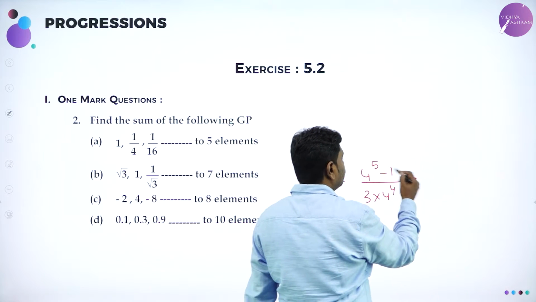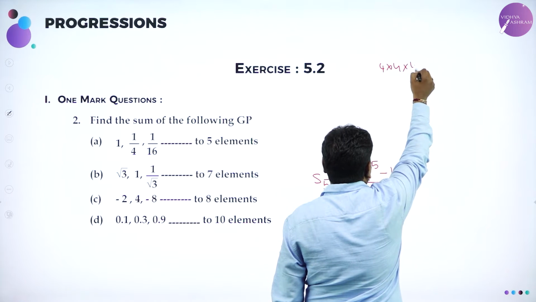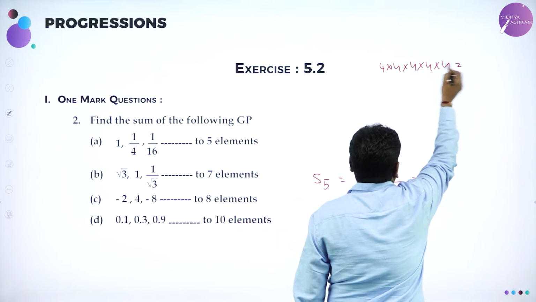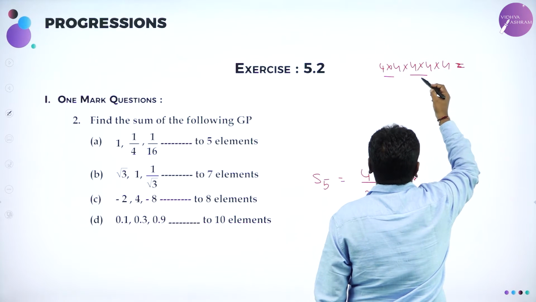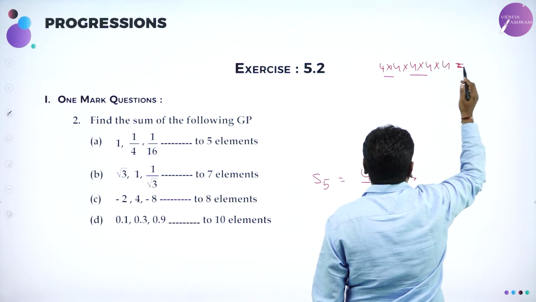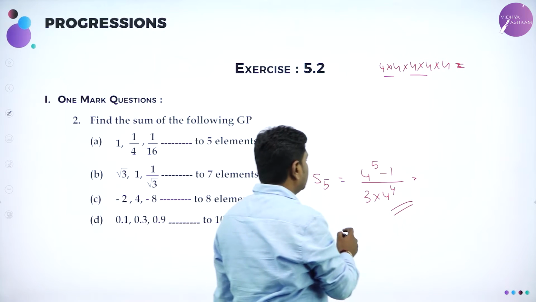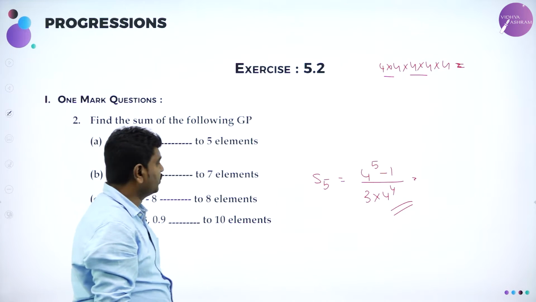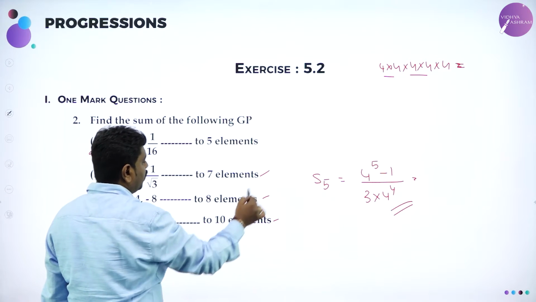4 power 5 is 4 into 4 into 4 into 4 into 4. 4 4s are 16, 16, 16. Then 16 into 16, then into 4. Or, according to me, use calculators, don't make mistakes, you can simplify this. And the same logic you can apply for the second, third, fourth problem.